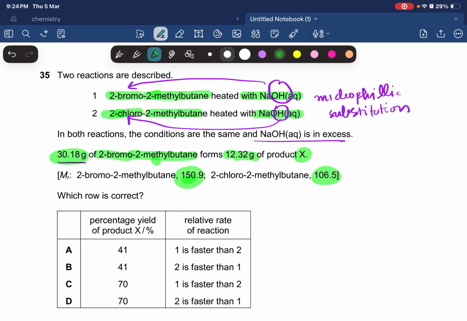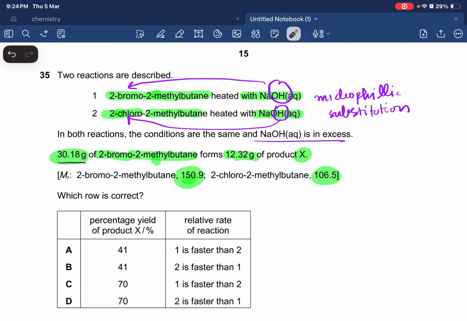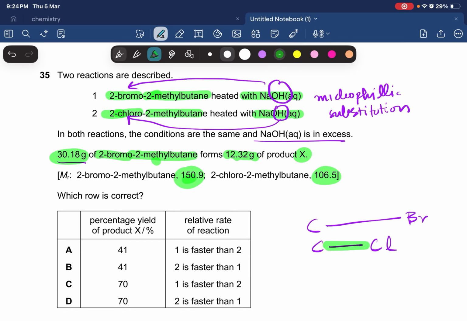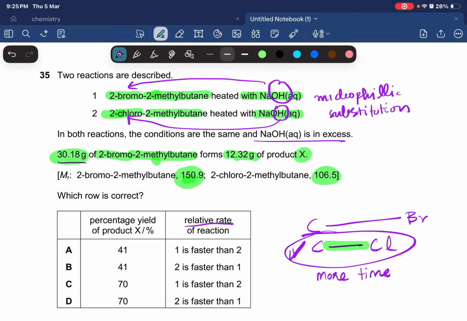Okay, I know that for the relative rate of reaction, the carbon-bromine bond in 2-bromo-2-methylbutane is going to be weaker than the carbon-chlorine bond. I hope all of you know this. Carbon-bromine bond has a longer bond length, so it's weaker, whereas carbon-chlorine bond has a shorter bond length, so it's stronger. So it's going to take more time for the carbon-chlorine bond to break. So the relative rate of reaction is going to be faster for 1. So 1 is faster than 2.